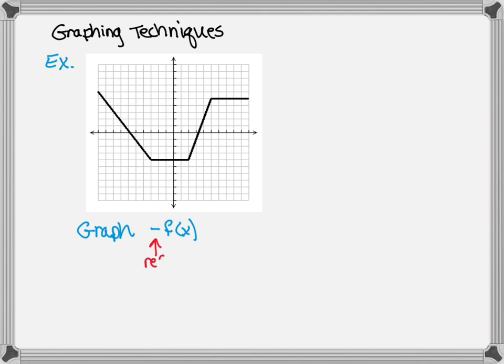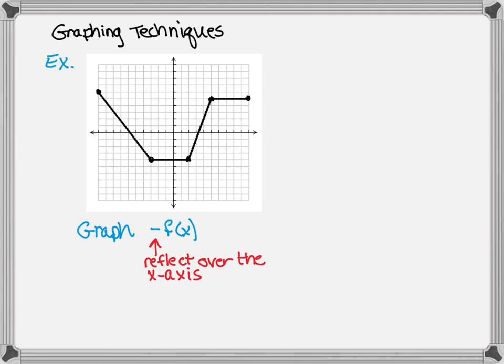So remember, this negative out in front means we should reflect this graph over the x-axis. So first we need to identify points that we can use in our transformation process. And with a graph like this, it's good to take endpoints and points where the graph is turning. So for example, this point, a second point here, third point here, this fourth point, and then this endpoint. So these 5 points I'm going to reflect over the x-axis.